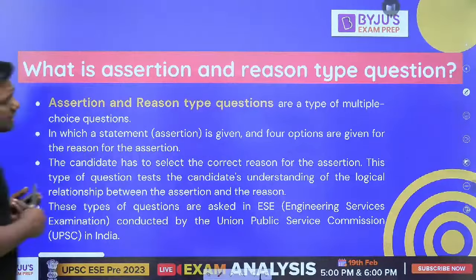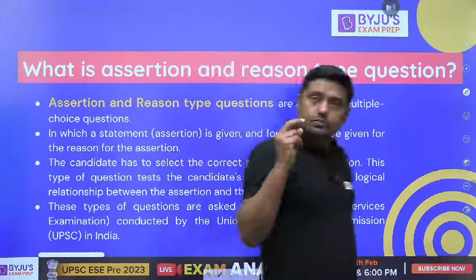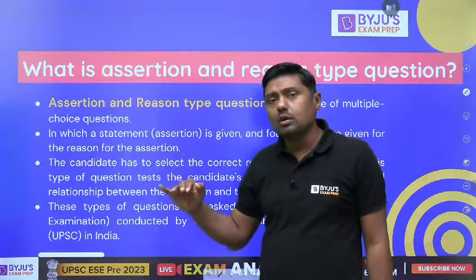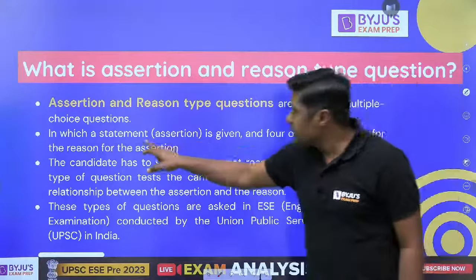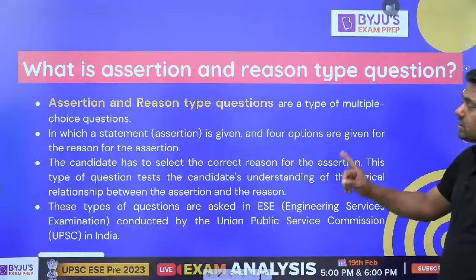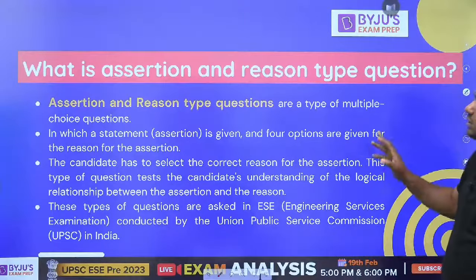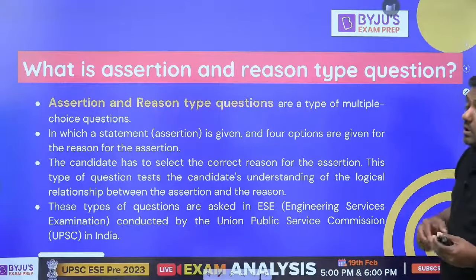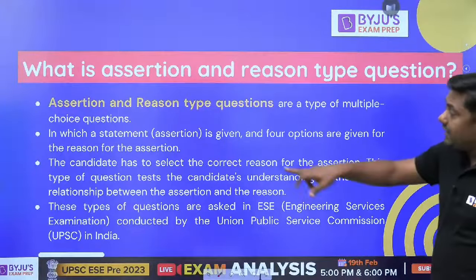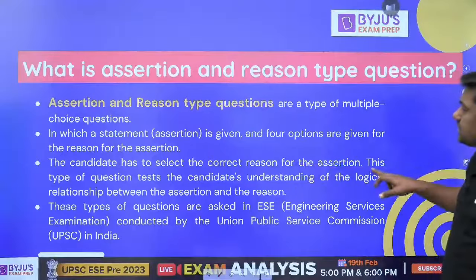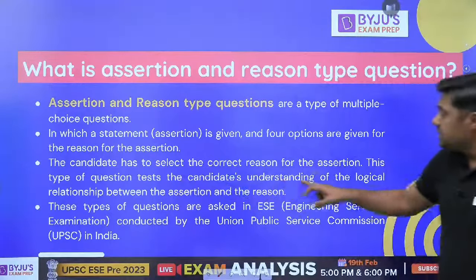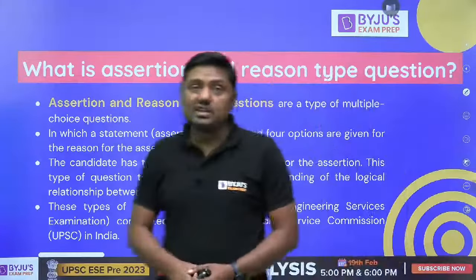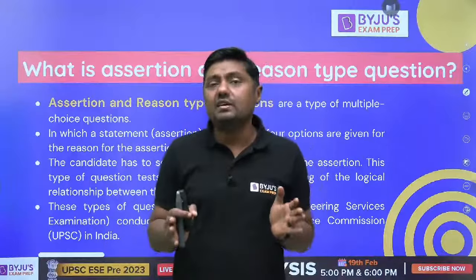So assertion and reason type of questions means we have two statements. One is called assertion and one is called reason. The first statement, called assertion, is given, and 4 options are given for the reason for the assertion. The candidate has to select the correct reason for the assertion. This type of question tests the candidate's understanding of the logical relationship between the assertion and reason. So what is the relation between assertion and reason?